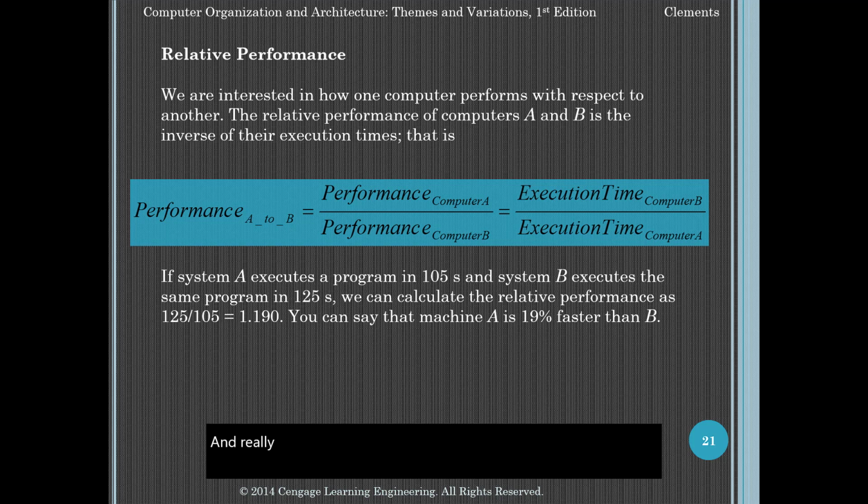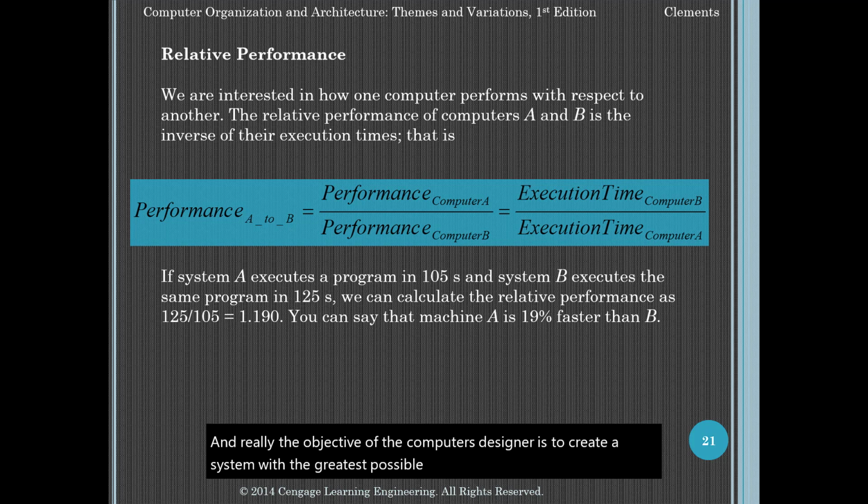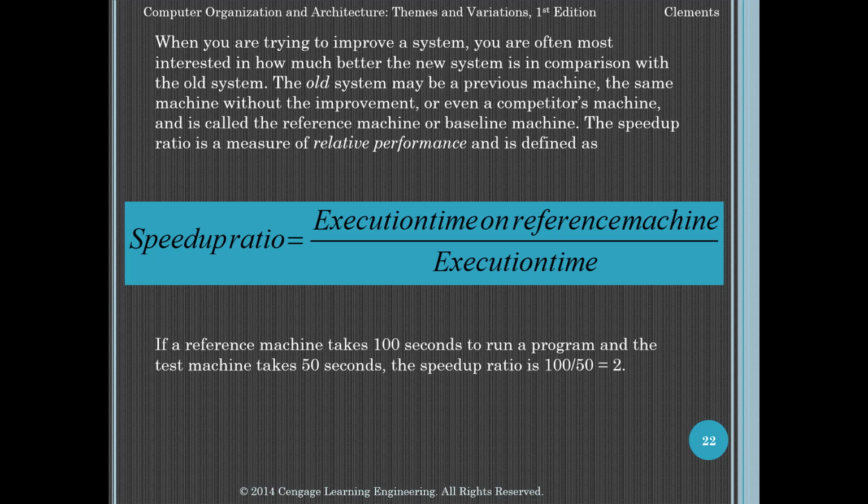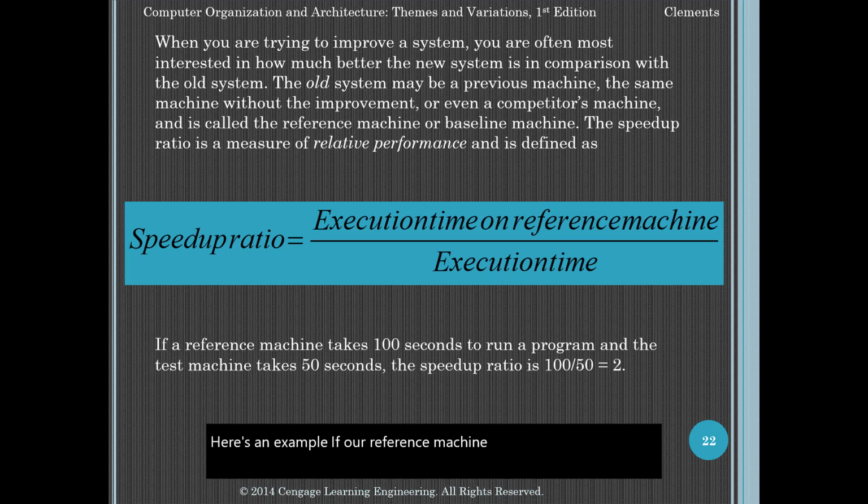And really, the objective of the computer designer is to create a system with the greatest possible throughput. So when we're trying to improve a system, this is where relative performance comes in, because we're often most interested in how much better a new system is in comparison with an old system. This is where we can use the speedup ratio. Here's an example: if our reference machine takes 100 seconds to run a program and our test machine takes 50 seconds, our speedup ratio is 100 over 50, which gives us 2.